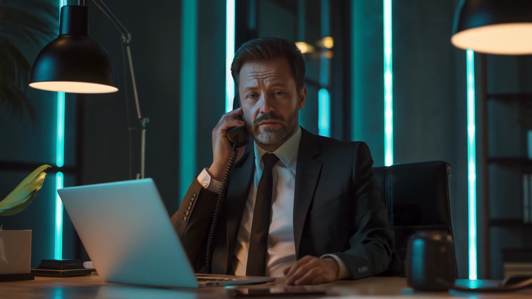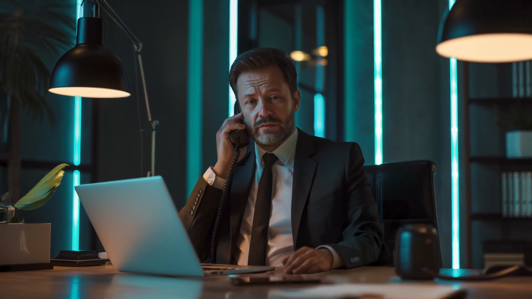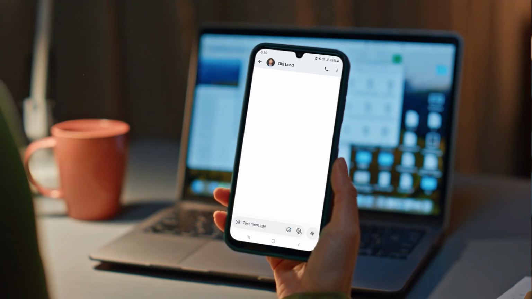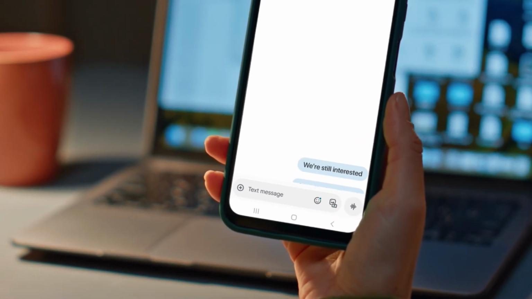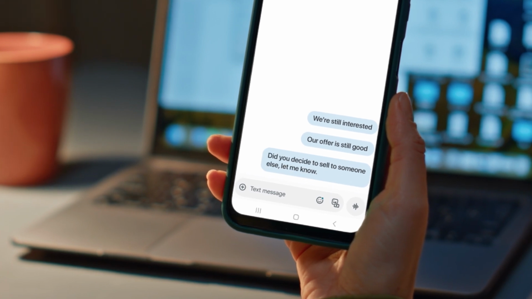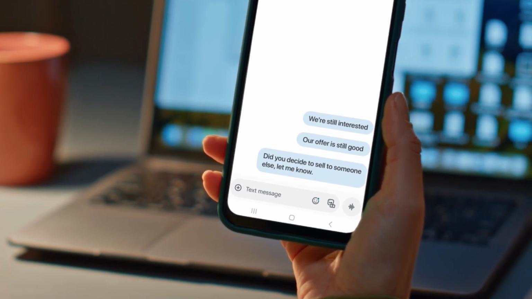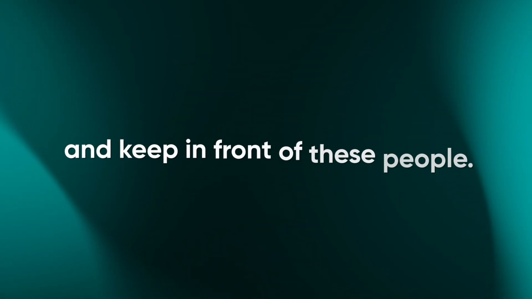What I would say you should do is call that seller every week for 2 months. And I would sprinkle in some emails and some texts as well. Things like, "We're still interested," verbiage, or "Our offer is still good," or "Did you decide to sell to someone else? Let me know." These types of things, we just want to get some sort of response and get an update and keep in front of these people, even if they accepted another offer.